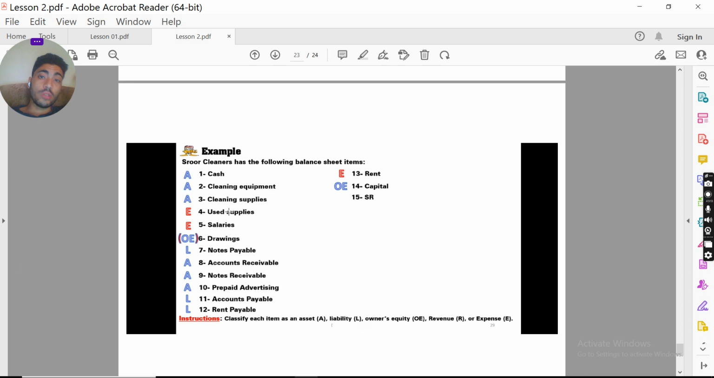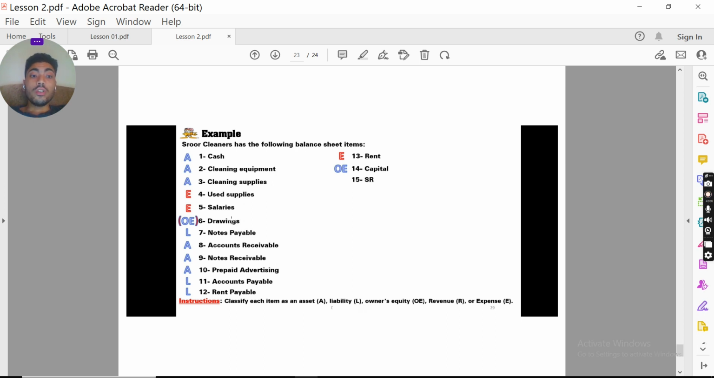Used supplies, as we mentioned in the two examples, like the cars that we used, became expenses, and the paper that we already printed on and can no longer use is called used supplies. Once it's used, it's an expense. Salaries, of course, are expenses. Any drawings would be related to owner's equity, and we put it here as a minus sign.